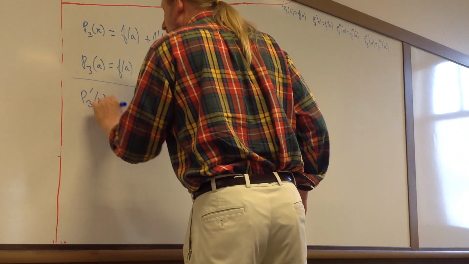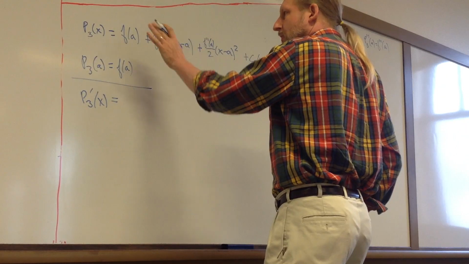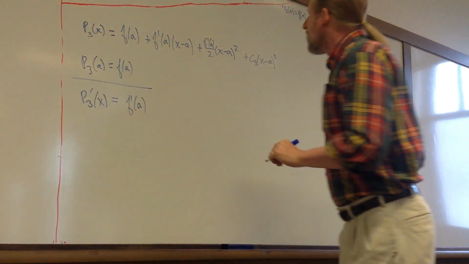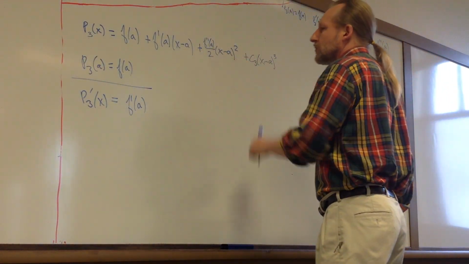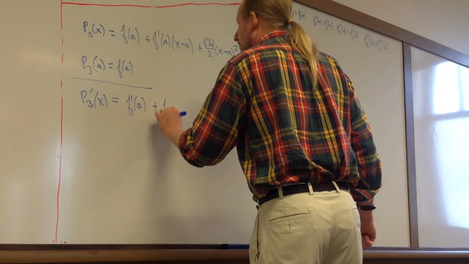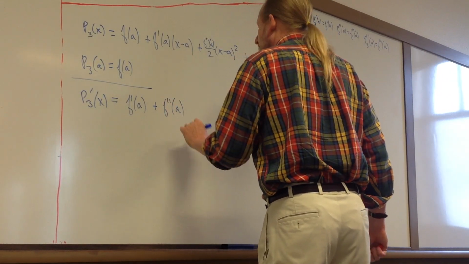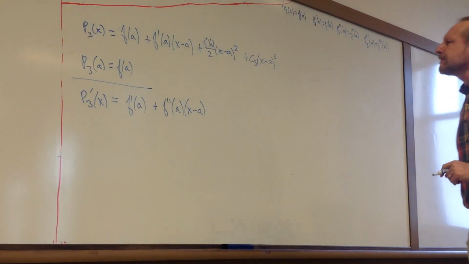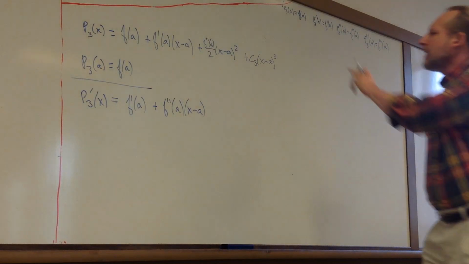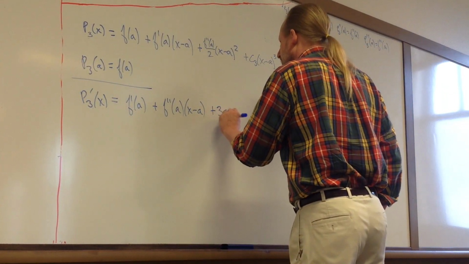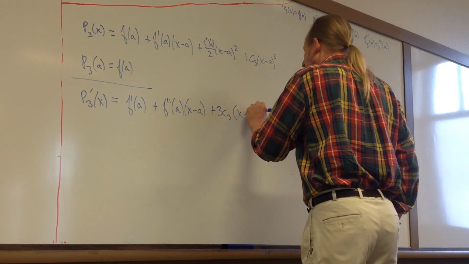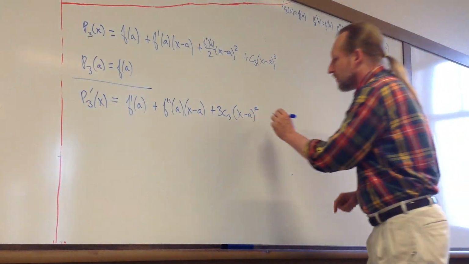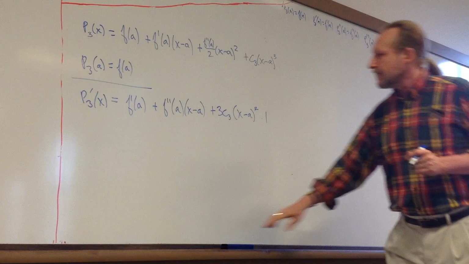p3 prime of x. This is a constant, so it's going to be 0. Here we'll get a derivative of f prime of a. Over here, let's see, these 2's will cancel each other out, and we'll get f double prime of a times (x minus a), right? Yeah. And then over here, we'll get 3c3 times (x minus a) squared. And again, the derivative of what's inside there is 1, so we don't really need to worry about the chain rule here, okay? All right.